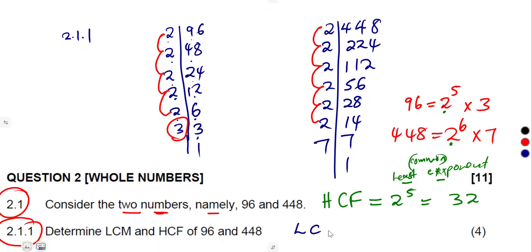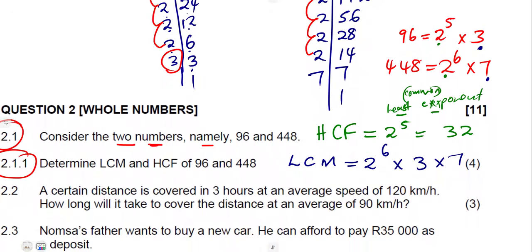Whereas the LCM, you take everything that you see. But if terms are repeating, you take where we have got many values. Where are we having many of these twos? These twos, they are here. 2 to the exponent of 6, the highest one. 2 to the exponent of 6. There is a 3, even though it is not common. LCM, you take everything. It is a multiple. So you take the 3, you also take the 7. As you can see, take everything.